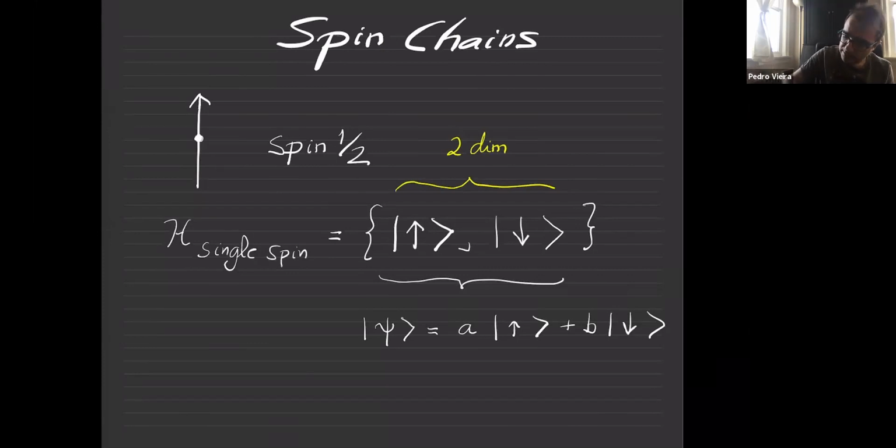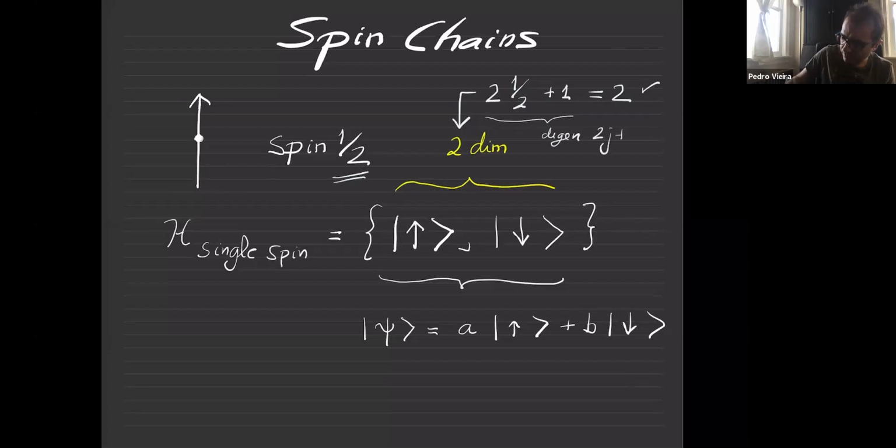So why these two dimensions? It's just because we are doing spin 1/2. This is 2 times 1/2 plus 1. In general, the degeneracy is 2j plus 1, where j is the spin, right? And this is equal to 2 indeed. So this is the usual degeneracy, 2j plus 1, and j here is 1/2. And so we have this spin up, this spin down.